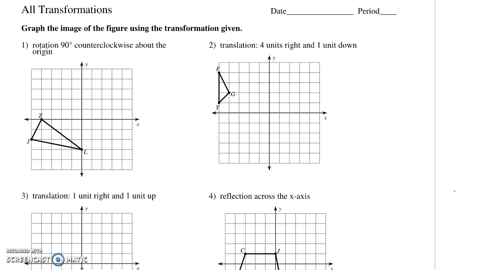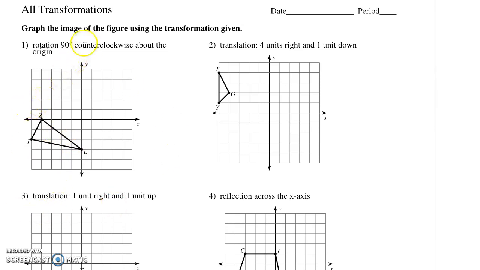What I want to walk you through is what you're going to be doing in class today. So you should all have two pieces of paper. You should have your transformations cheat sheet, and you should also have this worksheet, all transformations. Your goal today is to get through all of these questions correctly, and I want to make sure that you've answered everything fully. So I'm going to walk you through just number one, okay?